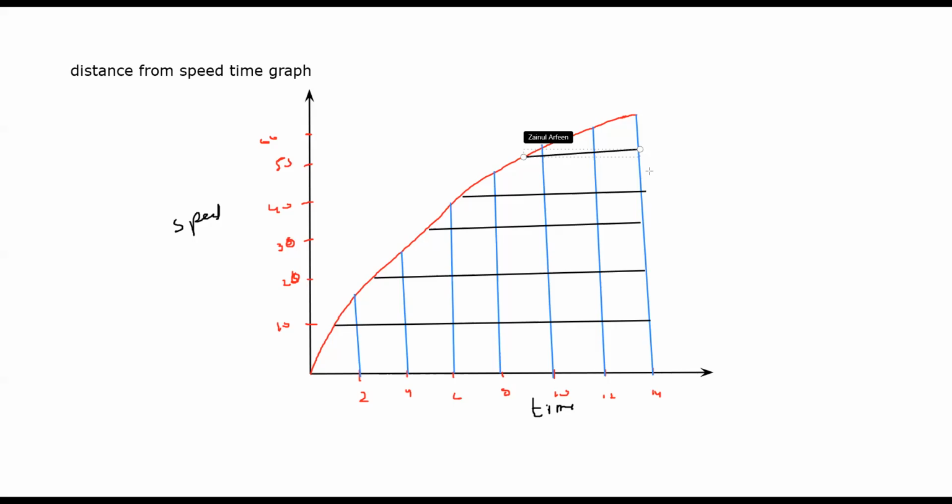Then first we will count the number of boxes. The full boxes first we'll count: 1, 2, 3, 4, 5, 6, 7, 8, 9, 10, 11, 12, 13, 14, 15, 16, 17, 18, 19, and 20. So till 20 I have complete boxes.